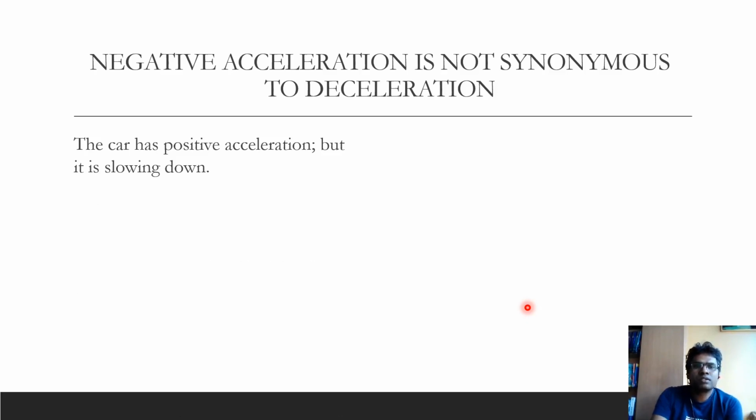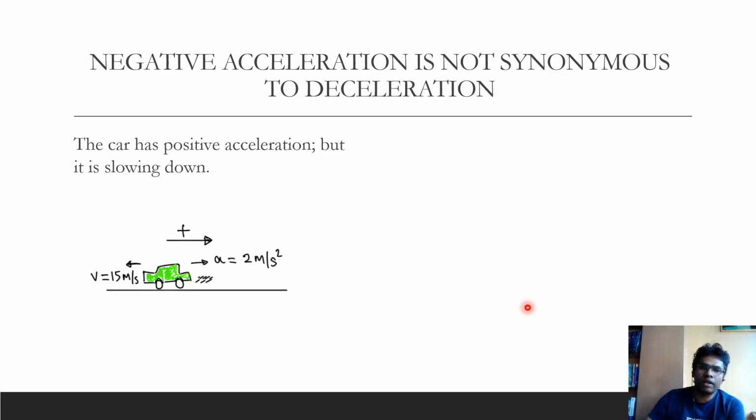let's say a car has positive acceleration, but it might be slowing down. So, let's say in this example, I have taken any vector pointing to the right as positive. Now, this car has a velocity to the left and an acceleration to the right. Okay, so the acceleration is in the direction of the chosen arrow, which indicates the positive direction. The car is actually losing speed. Okay, it is slowing down, but the car has positive acceleration.